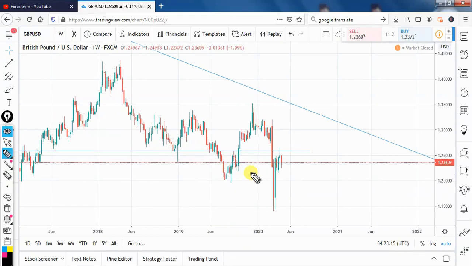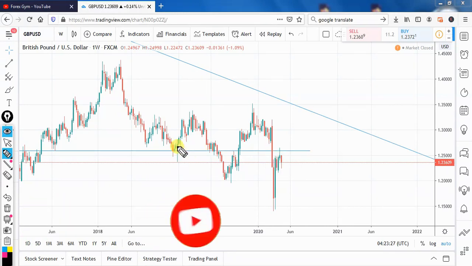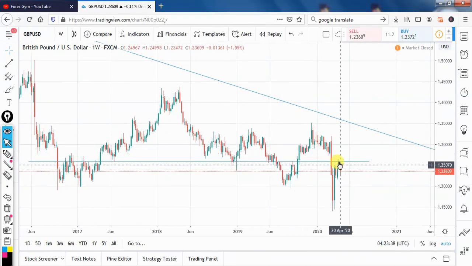So we can see in here on a weekly time frame that we had this weekly candle here, which was the recovery one, and it's closed nice and strongly bullish. And then since then it's pretty much been up and down. It came up and tested these highs where I've got this horizontal line here. That's a big resistance zone. So the price came up and tested that resistance.